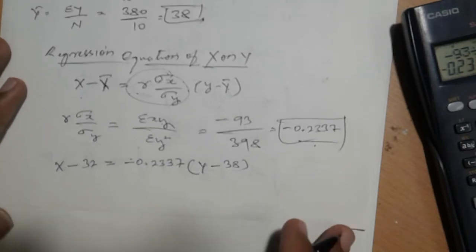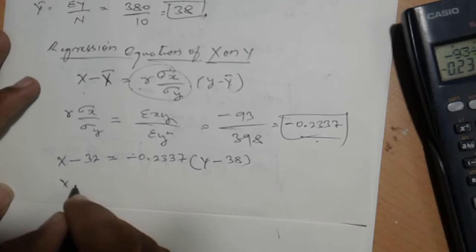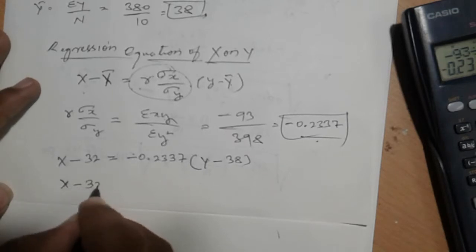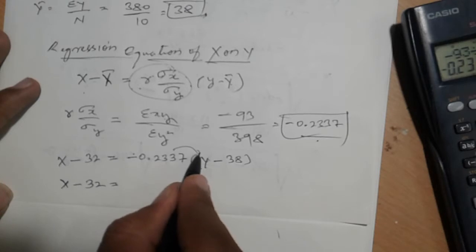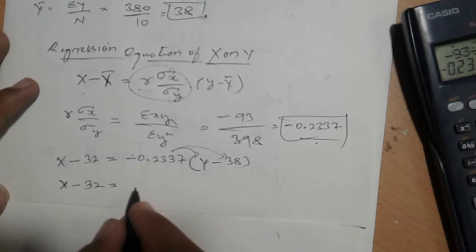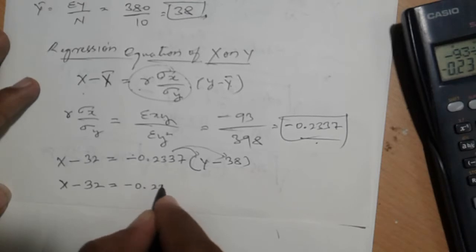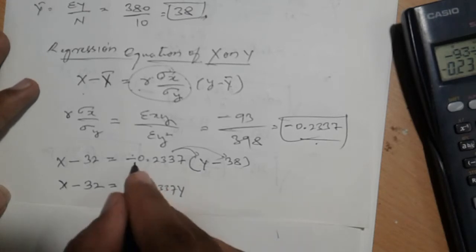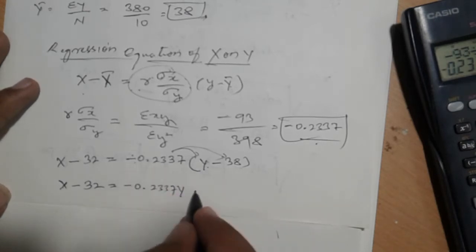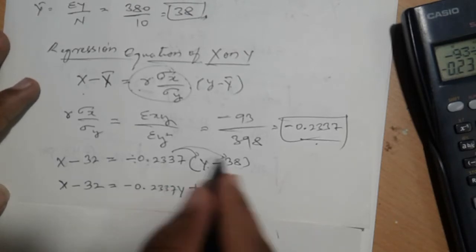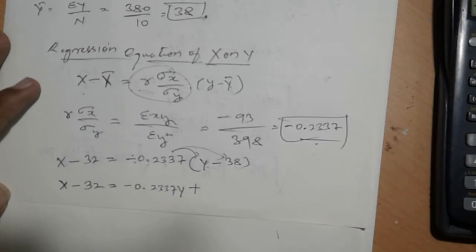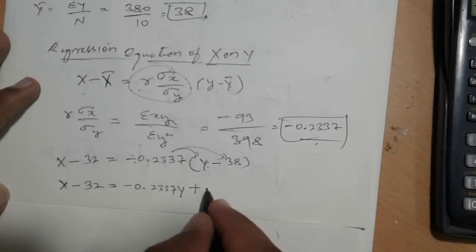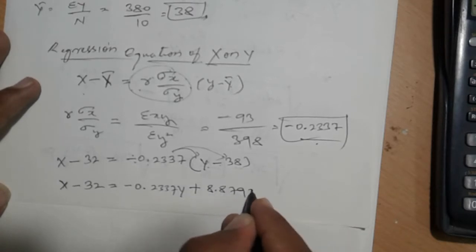Now x minus 32, what do we have to do? We have to multiply this with first y, then 38. 0.2337 into y means 0.2337y directly. Minus into plus is minus, then minus into minus is plus, plus 38, then multiply with 38. We are getting 8.8793.